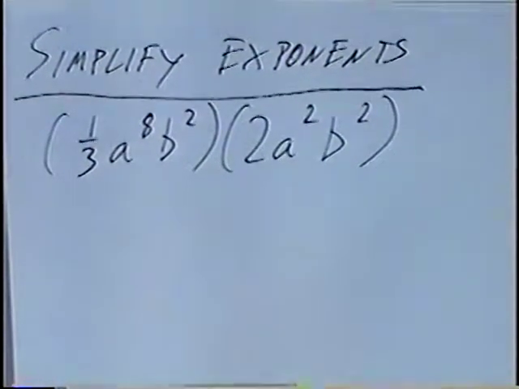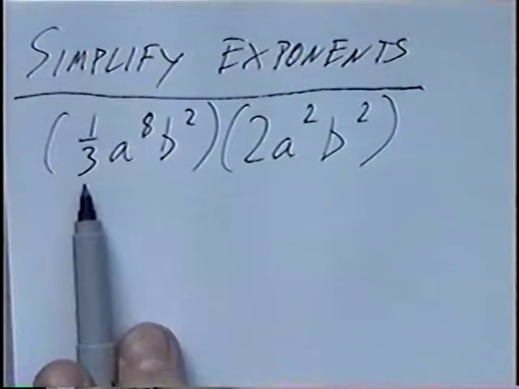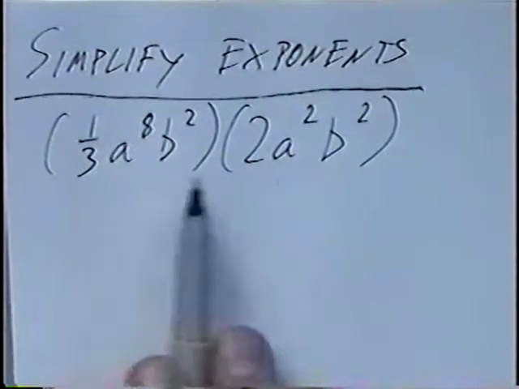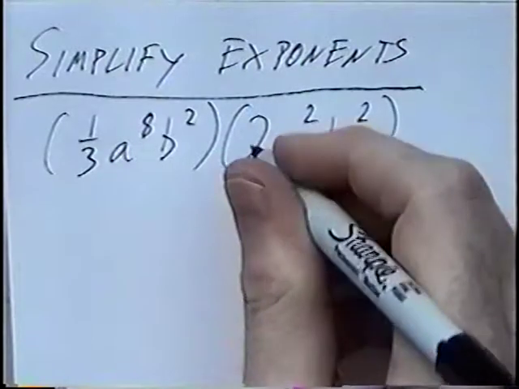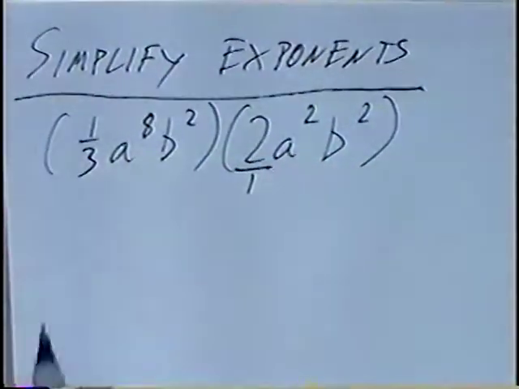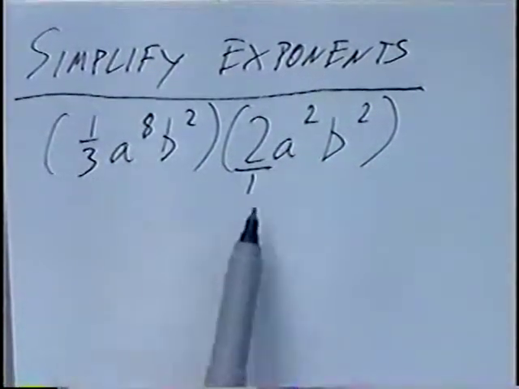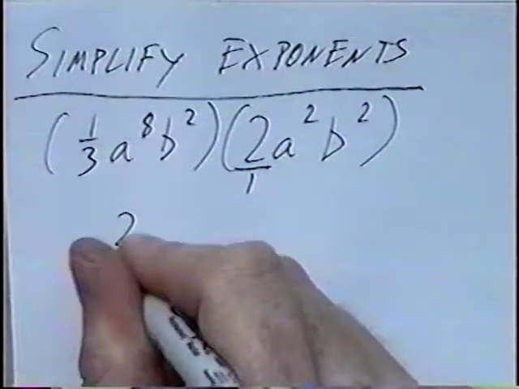Simplifying, we can combine both of these terms together. Looking first at the coefficients, we have 1/3 and 2. We can multiply coefficients, or multiply the numbers. 1/3 times 2. If you want to, you can make the 2 a fraction, 2/1, multiplying the denominator and the numerator, we'll have 2/3.